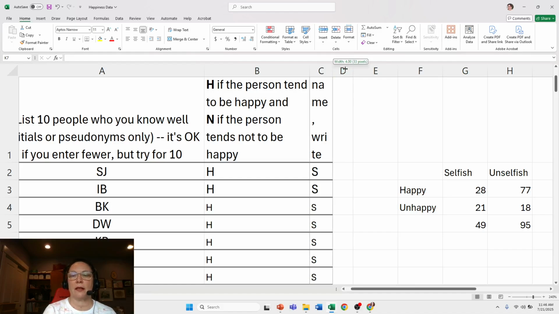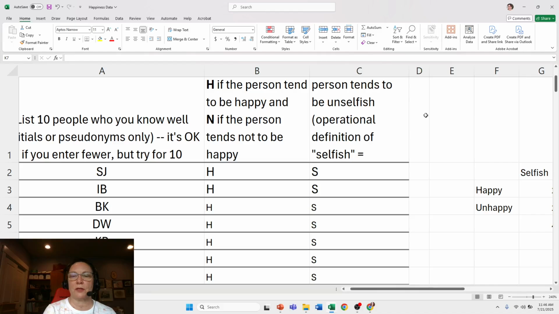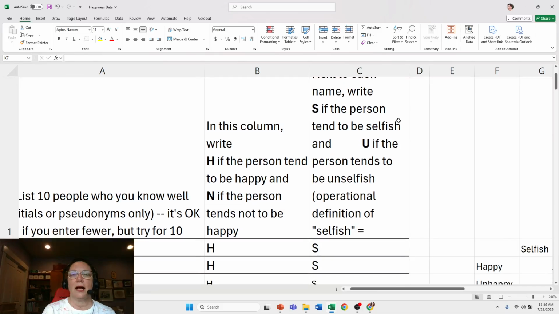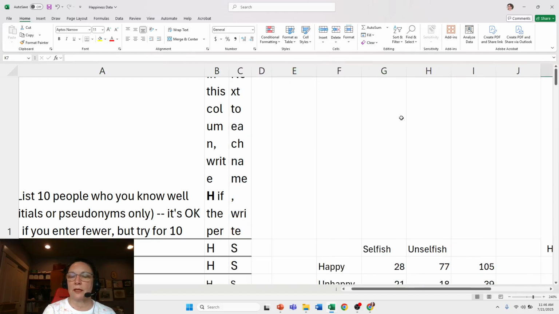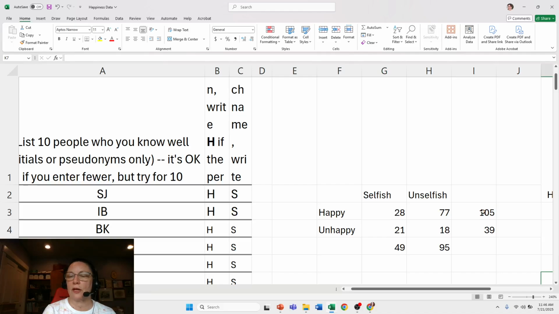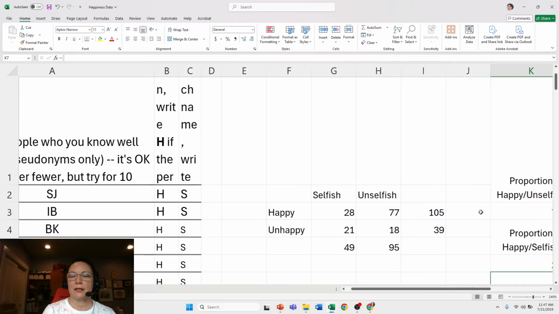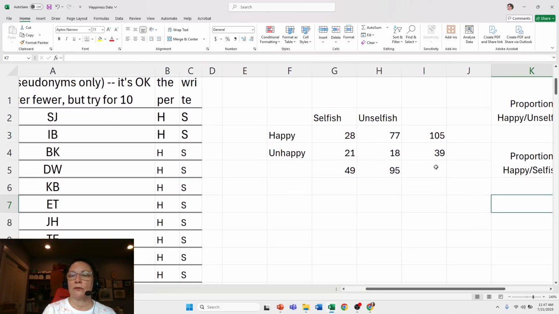You didn't try to think of people who fit into the different categories, but you literally just thought of people and then looked to see what you're supposed to do next. And so maybe it's just easier to think of happy people, because we certainly have a lot more happy people on our list than unhappy people. We have a total of 105 people who you characterized as happy, and a total of 39 people who you characterized as unhappy. So probably it's easier to think of happy people.